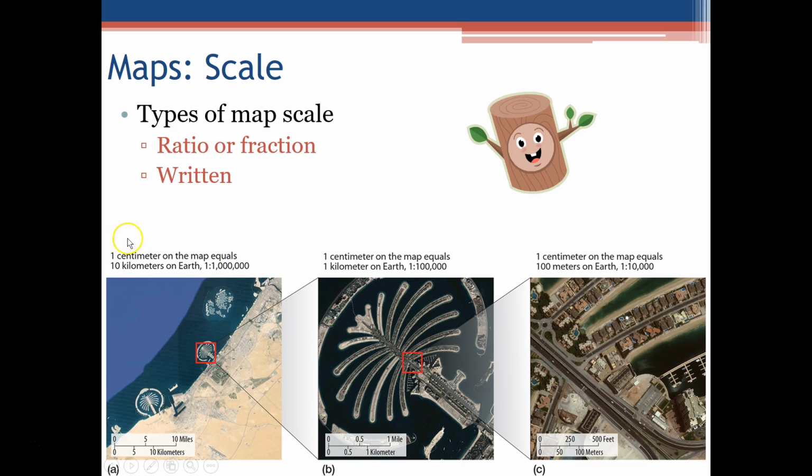Next one's written. See how it literally just says 1 centimeter on the map equals 10 kilometers on Earth? That's a written scale. And then the graphic. If you look down here, this is a graphic scale. Now, a little bit of a deviation from what we're doing currently, but these are the Palm Islands in United Arab Emirates. Pretty cool that they made these. There's a funny couple of stories to this that we'll talk about later on.